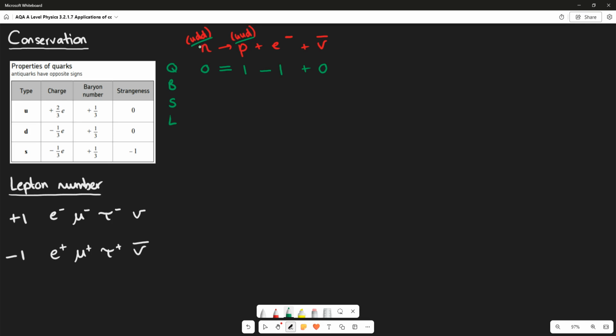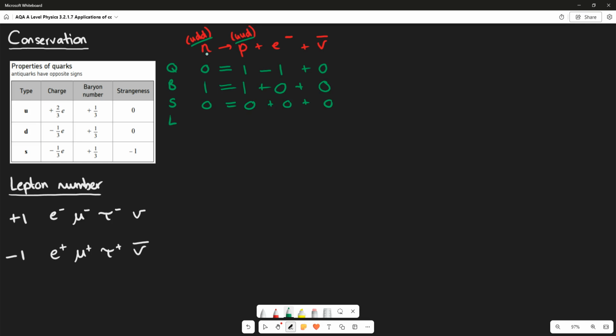Baryon number: the neutron has 3 quarks in it. It's a baryon. So is the proton. The electron and the antineutrino, they're not baryons, they're leptons. So that is also conserved. The baryon number is conserved. Strangeness: there are no strange particles in any of these. This is conserved.